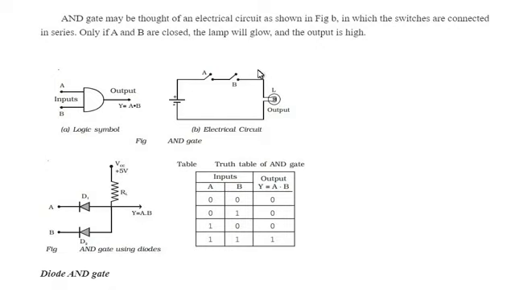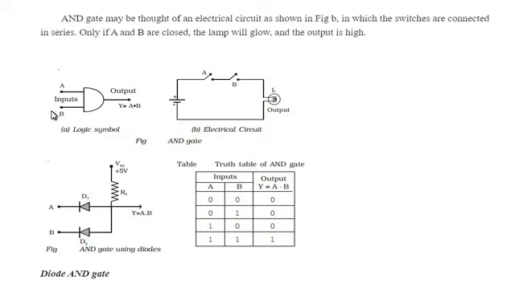This is a circuit with the help of two switches, and this is another circuit to test the AND gate with the help of two diodes. Now let us see the definition or logic of the AND gate. If A and B both are true, then Y is true.